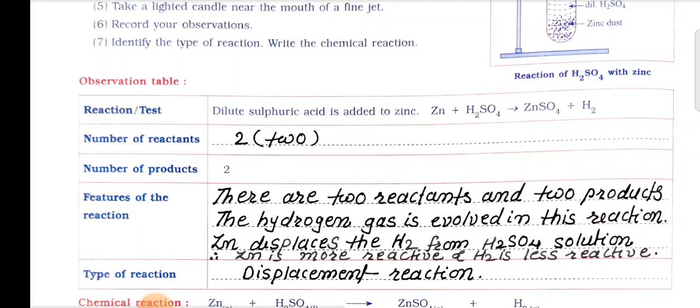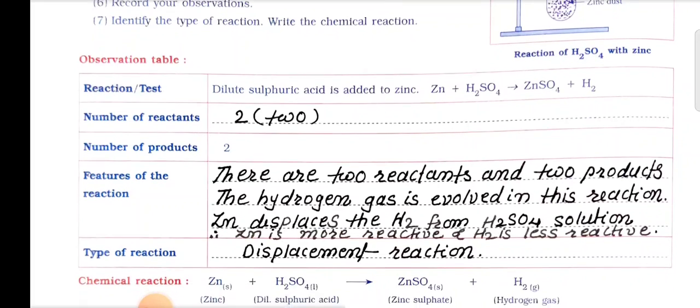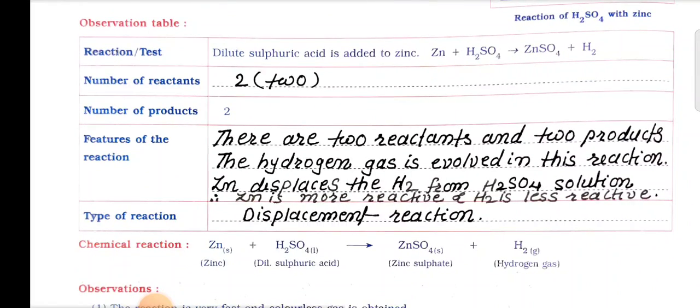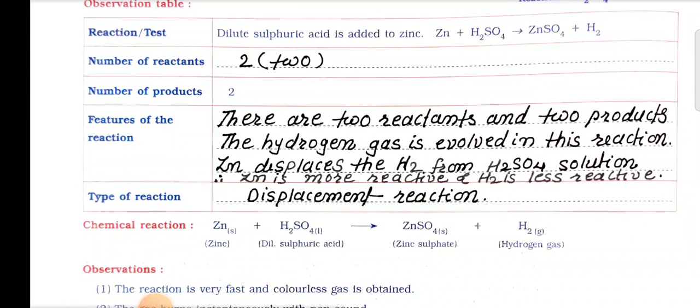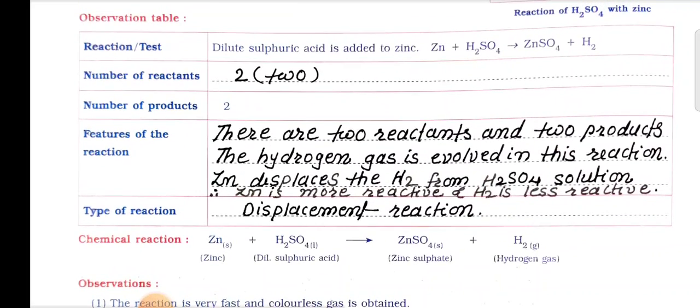Number of reactants is 2 and number of products is also 2. Therefore, there are 2 reactants and 2 products. Hydrogen gas is evolved in this reaction. Zinc displaces the H2 from H2SO4 solution. Type of reaction is displacement reaction because here zinc replaced H2.